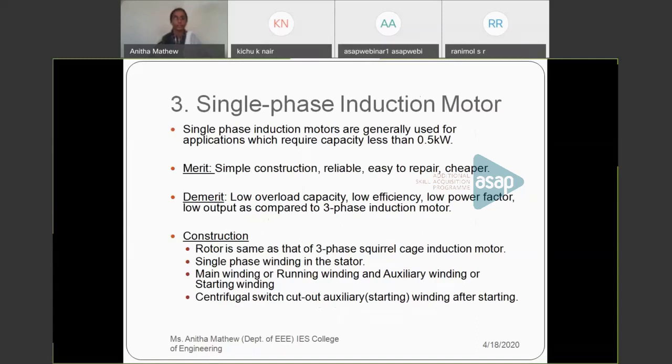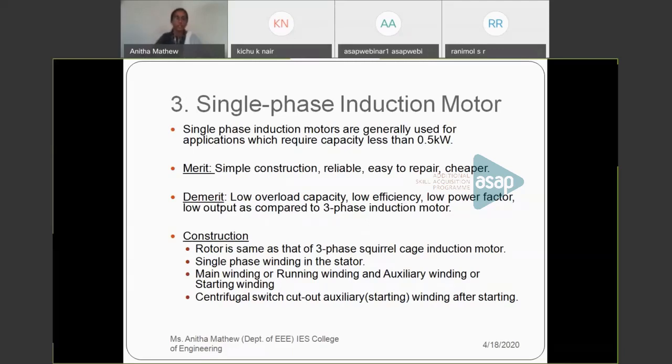The merits are simple construction, reliable, easy to repair and maintain, and cheaper. And the demerits compared to the three phase induction motor are low overload capacity, low efficiency, and low power factor. Okay, these are the advantages and disadvantages of the single phase induction motor. Construction wise, it is almost similar to the three phase induction motor.